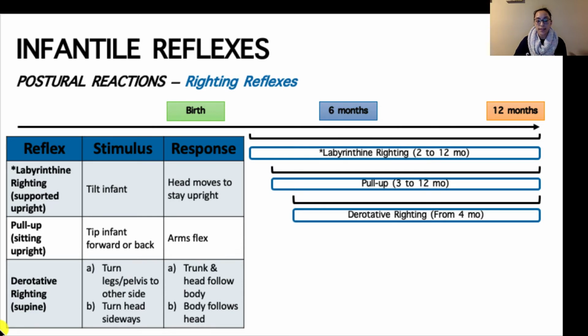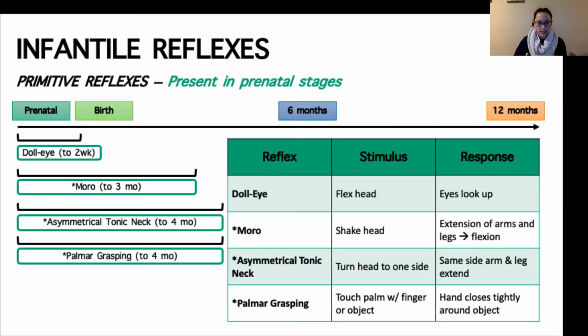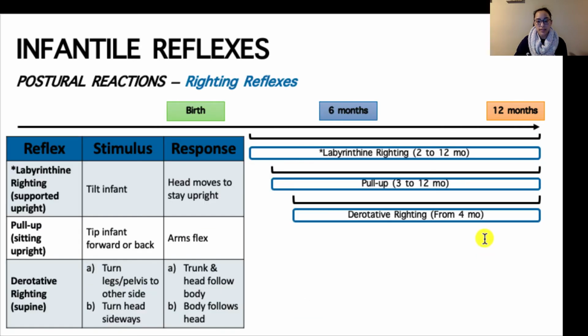Now, a cool thing I wanted to point out, if I scroll back through my slides here, I had noted before the asymmetrical tonic neck reflex, which is present up until 4 months. The head turns to one side and then the same side arm and leg extend. That prevents the infant from rolling over. So once that disappears around 4 months, this derotative righting reflex will appear. That reflex has to disappear in order for them to be able to start to roll over.